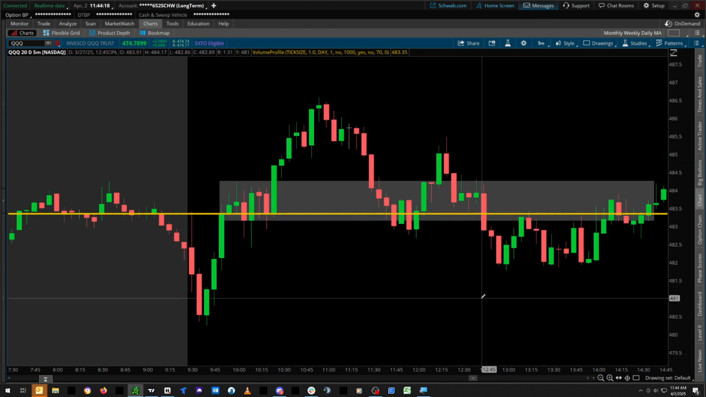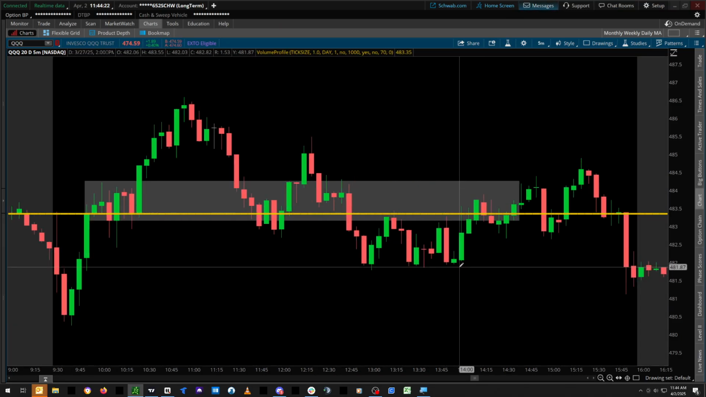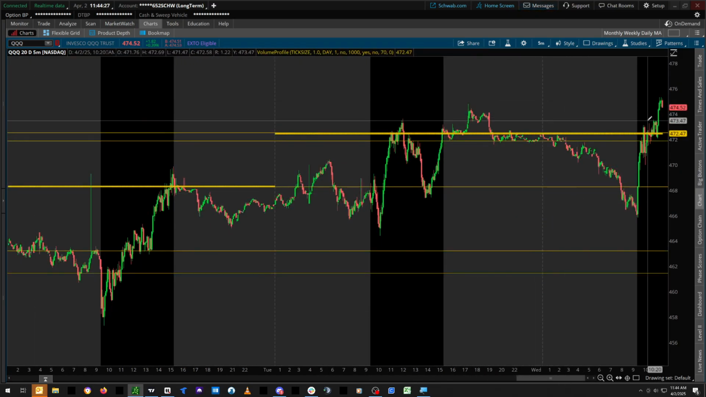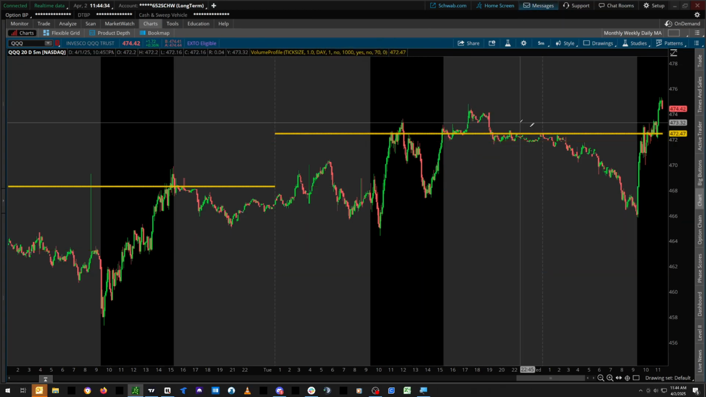Now, that yellow line in Thinkorswim is where the point of control stands right now. Let me clear this off the chart, the manual drawings. So they're saying that the point of control right now is this solid yellow line, which happens to be the same point of control from yesterday, which tells me that we have not had enough volume today to move today's line.